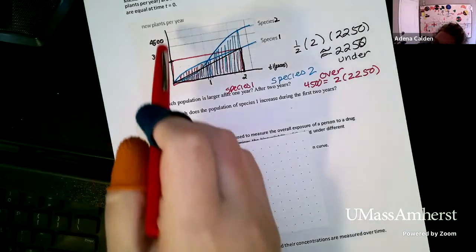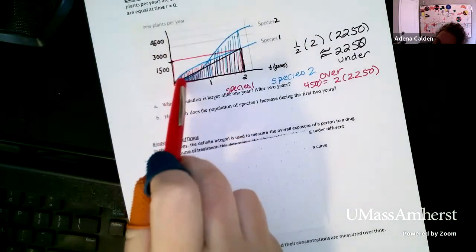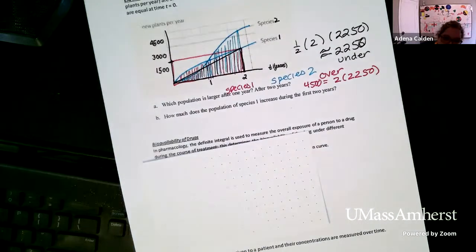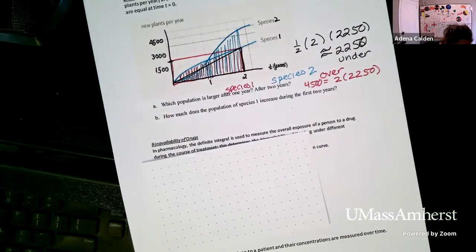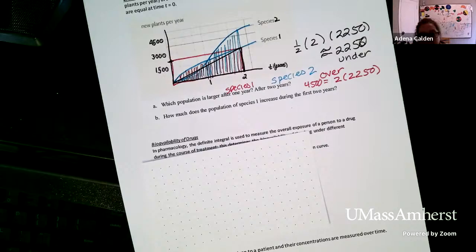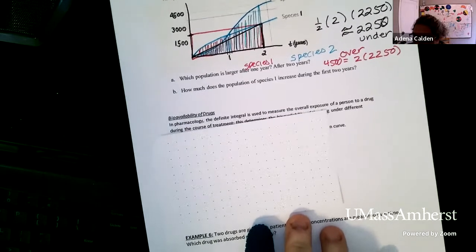But again, you could find the area of one block and then try to count the number of blocks. That works too. Okay. So again, these are approximations, they're not exact. So we're doing the best we have with the tools that we know.